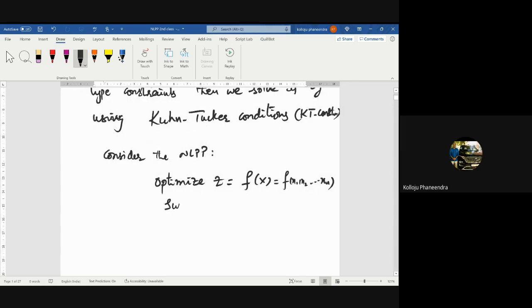Subject to the constraints. Generally, we consider less than or equal type constraints. The standard method is developed for less than or equal type constraints: gi of x less than or equal to 0, i equal to 1 to m, which means m constraints are there. G1 of x less than or equal to 0, G2 of x less than or equal to 0, and so on. And X greater than or equal to 0, which means x1, x2, all the variables are greater than or equal to 0. These are non-negative restrictions.